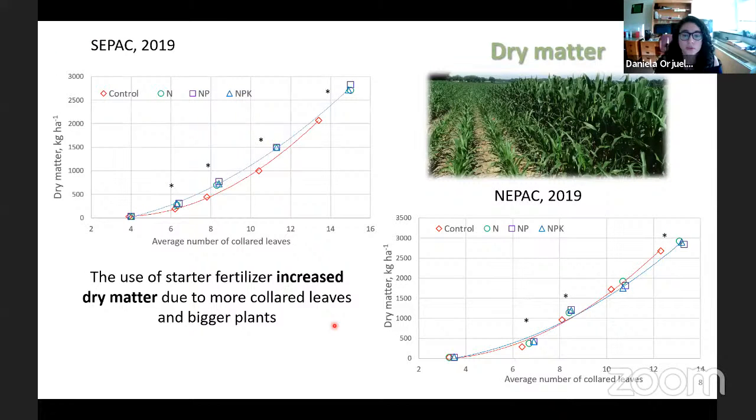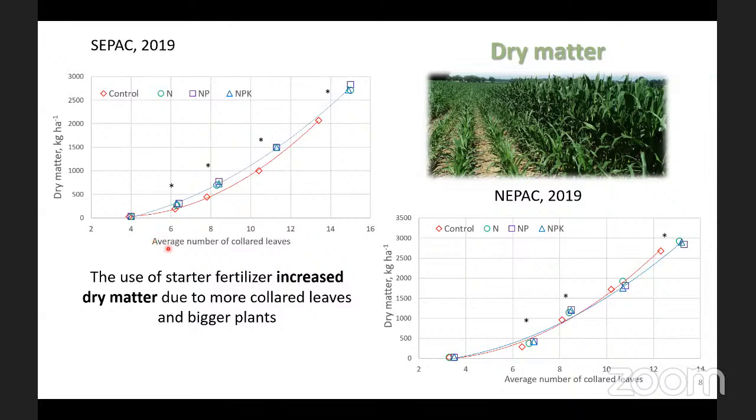Then we can move on to dry matter. So again, now we are going to see dry matter on the y-axis and average number of collared leaves on the x-axis. So we want to know if that difference in number of leaves we could also detect with dry matter accumulation. So in CPAC we could detect a difference early in the season.